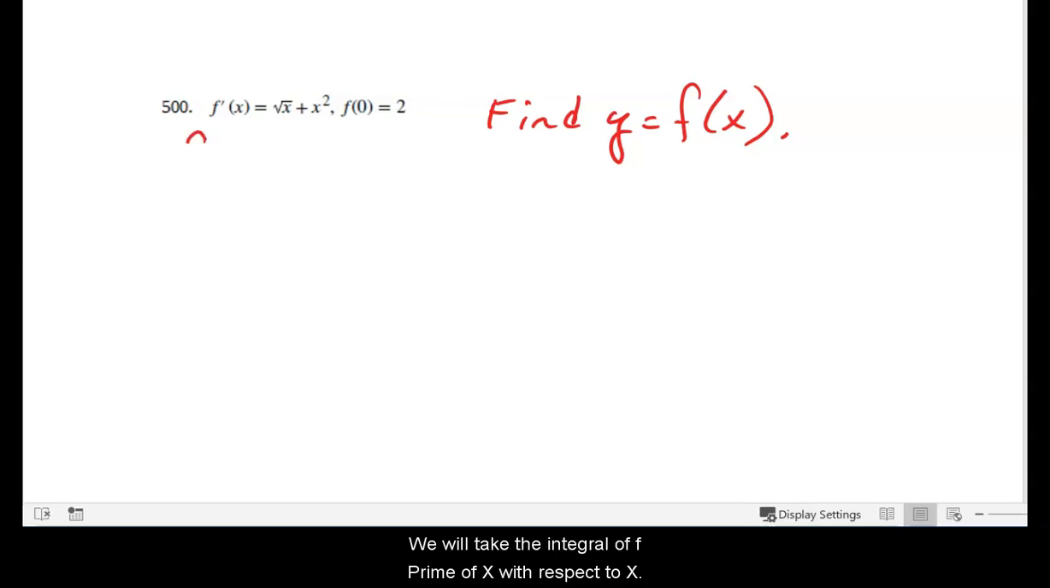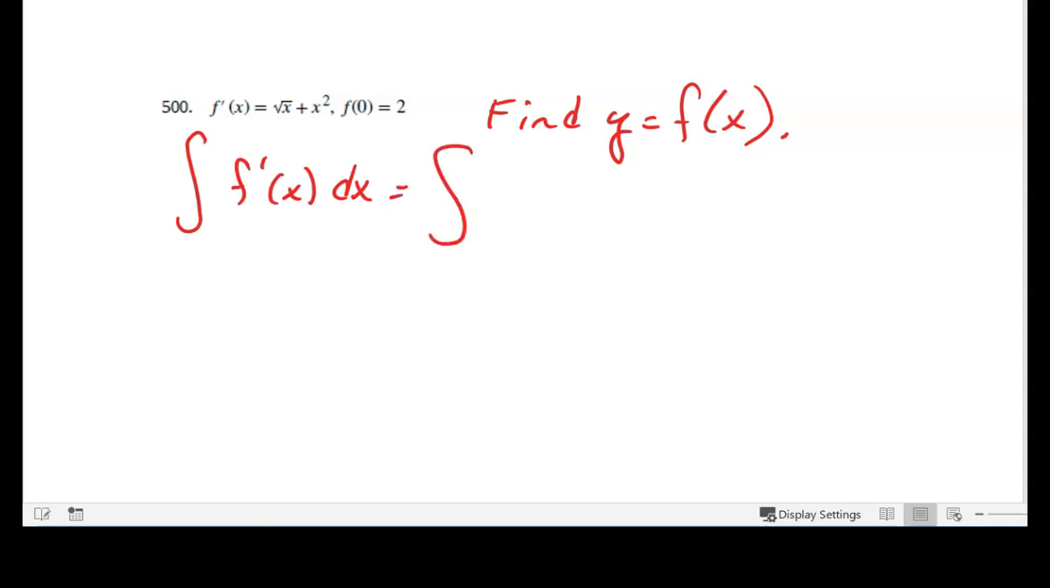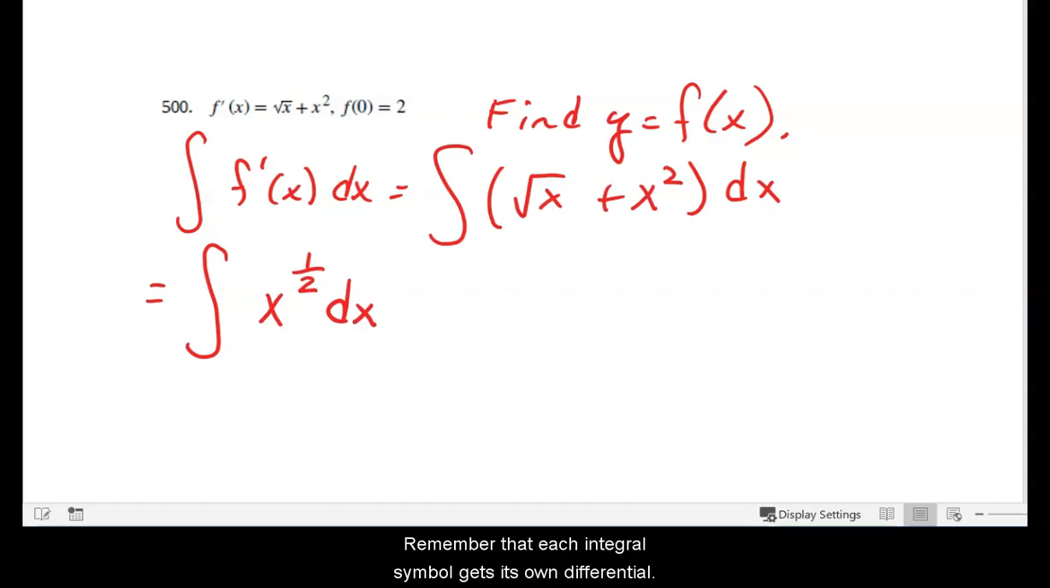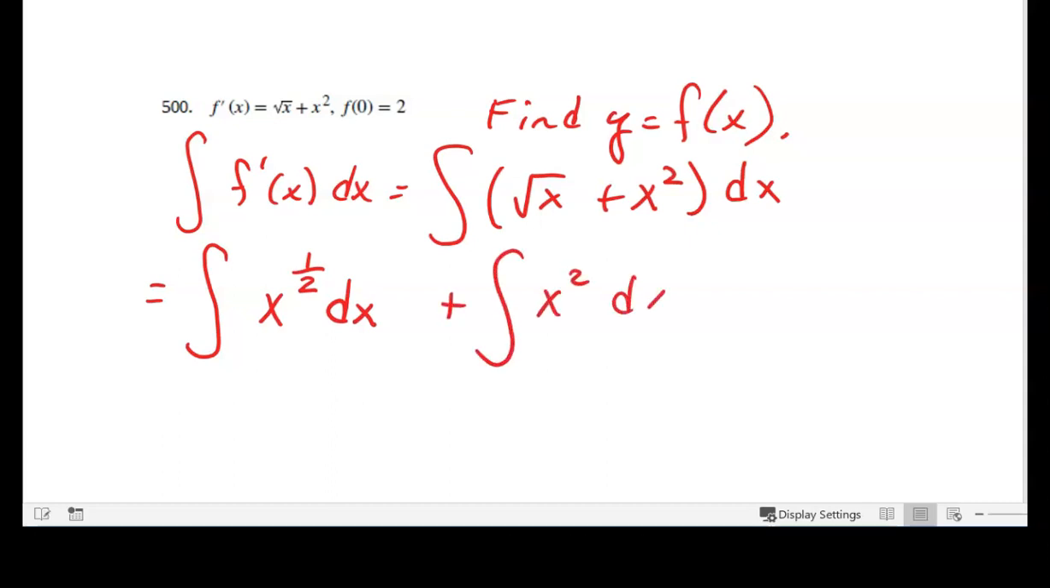We will take the integral of f prime of x with respect to x. We'll substitute in its expression, square root of x plus x squared, in place of the integrand. In the next line, I'm going to split the two terms into two integrals and rewrite the square root as x to the 1/2 power. Remember that each integral symbol gets its own differential.